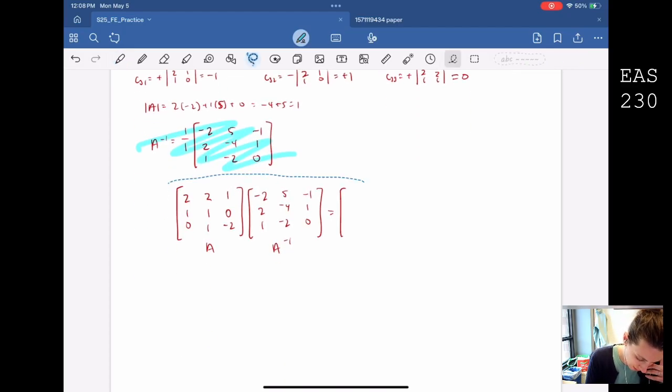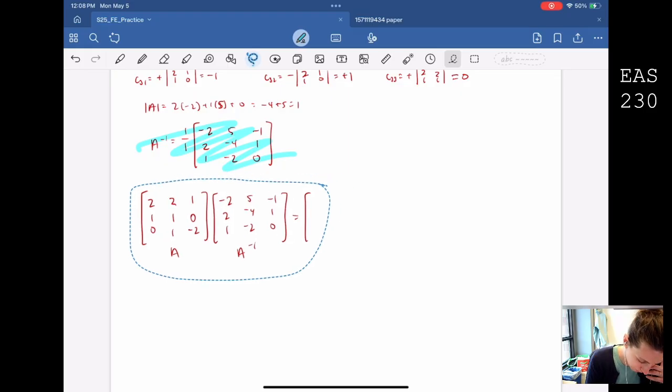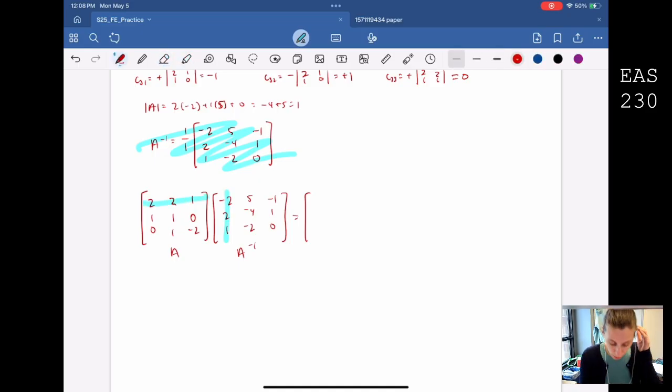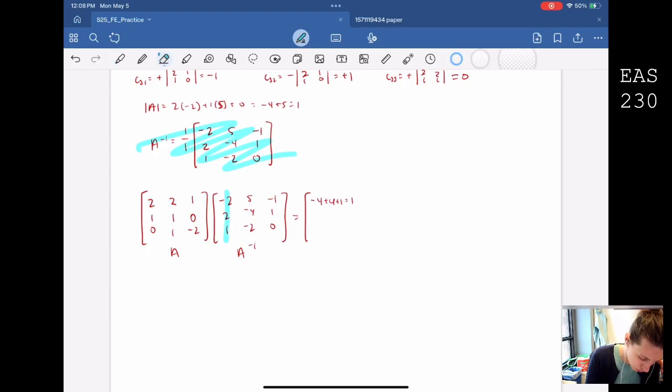Okay, I should get identity. I know what my answer should be. So this requires matrix multiplication. So multiply, or dot product between row 1, column 1. I get negative 4 plus 1, which gives me 1. Check. That one's correct. And then I just keep going. These ones, negative 2 plus 0 gives me 0. And then keep going. 0 plus 2 minus 2 gives me 0. Okay, so that's the first row is correct.